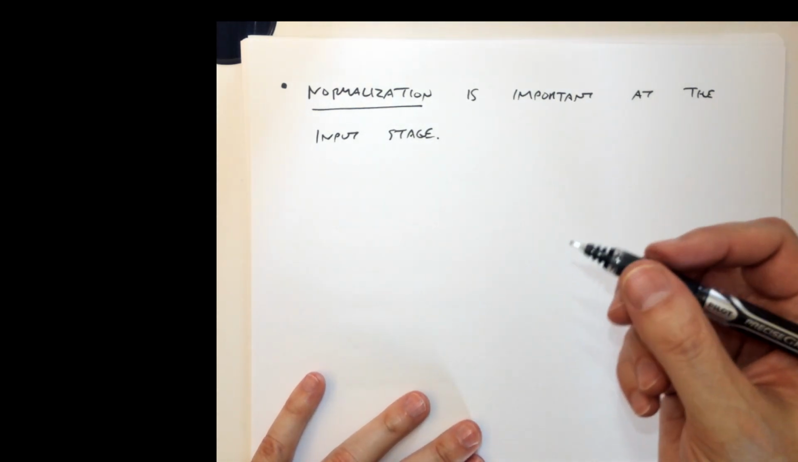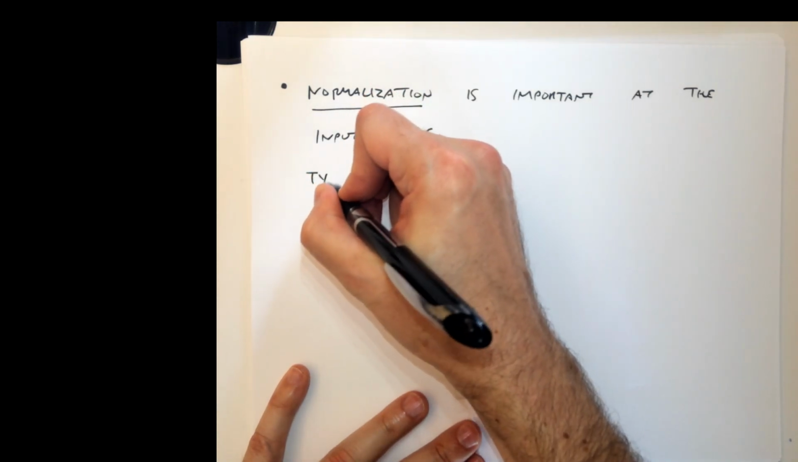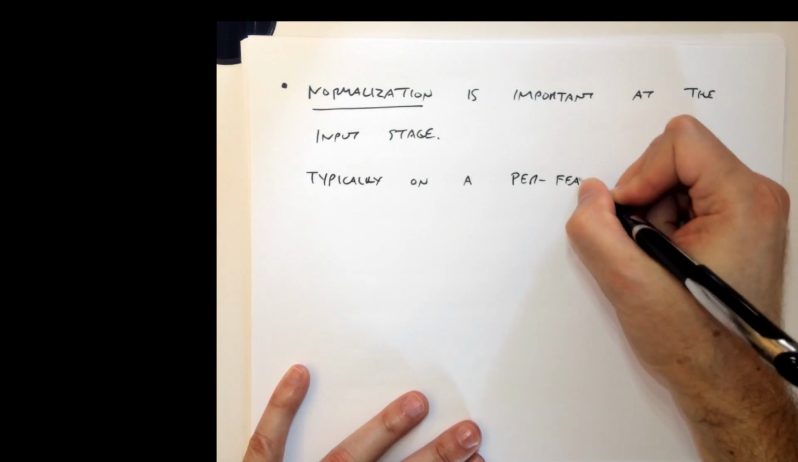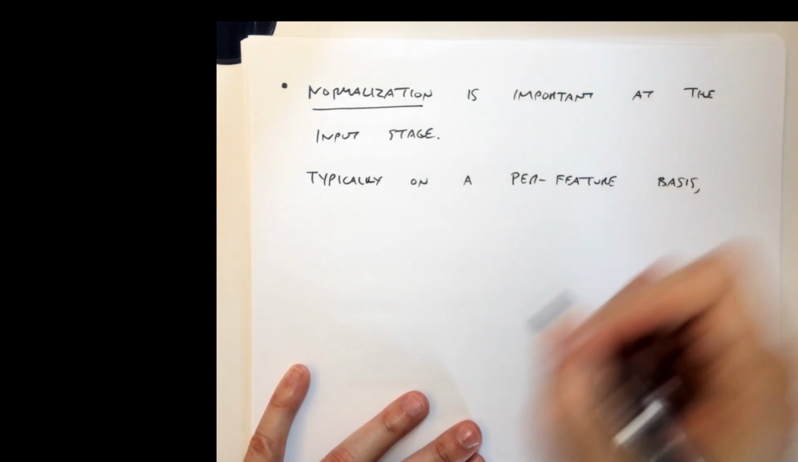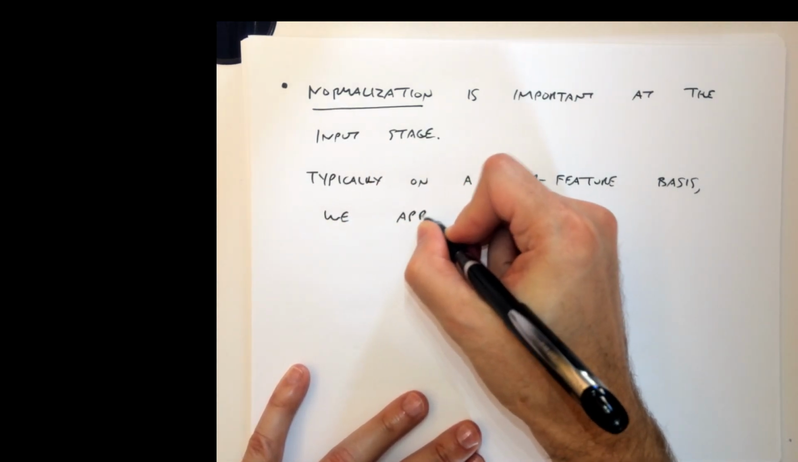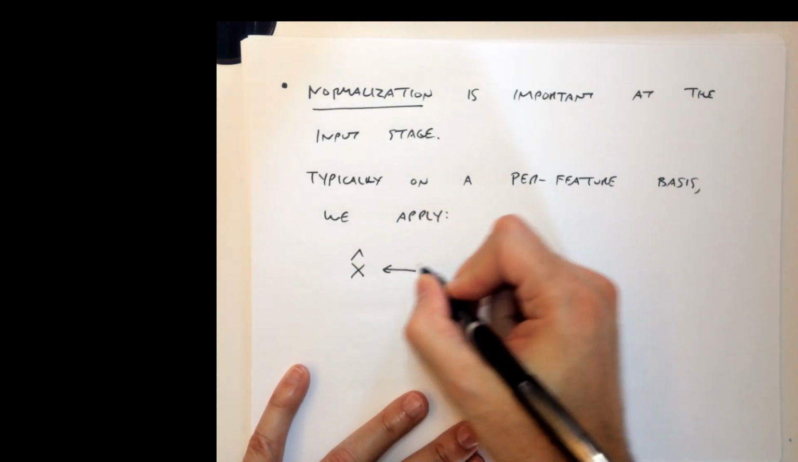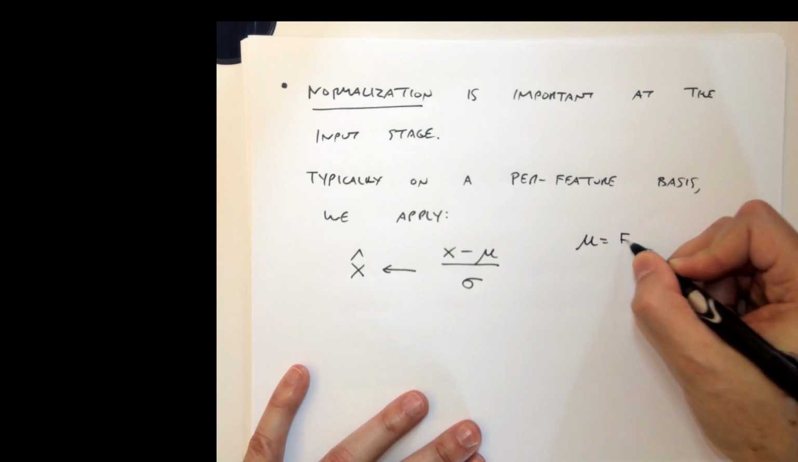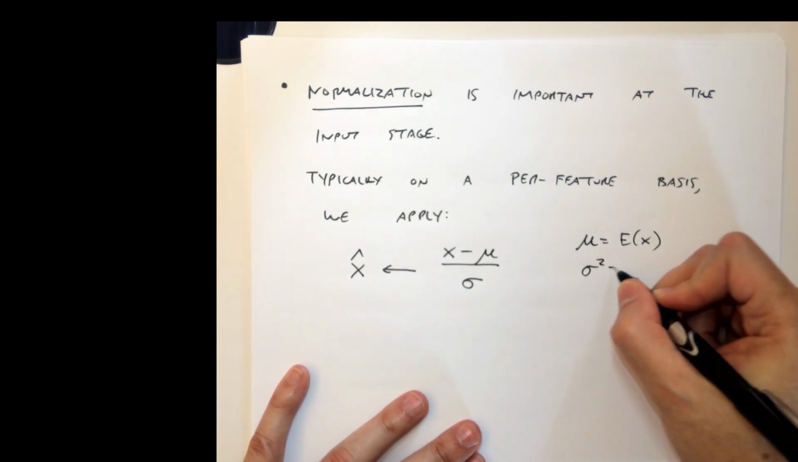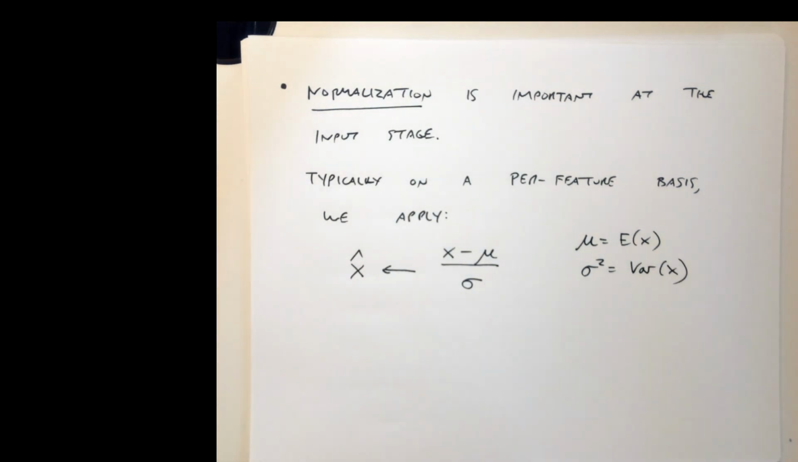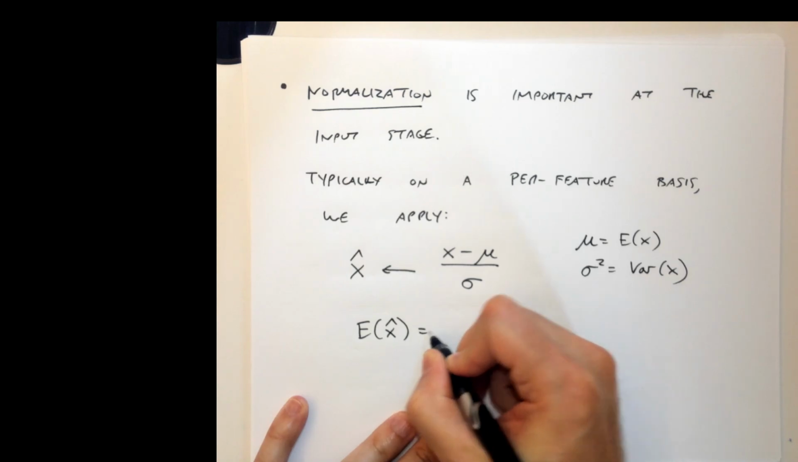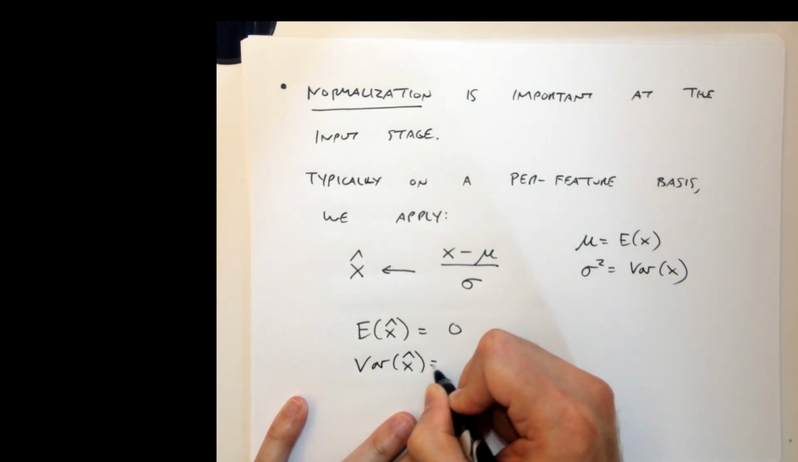So typically, on a per feature basis, we apply something like the following. I take my old feature, subtract off the mean, and divide by the standard deviation. Here the mean is the expected value of x, and sigma squared is the variance of x. If I take this row of inputs, subtract off the mean and divide by the standard deviation, then the expected value of this new feature is 0, and the variance of this new feature is 1.